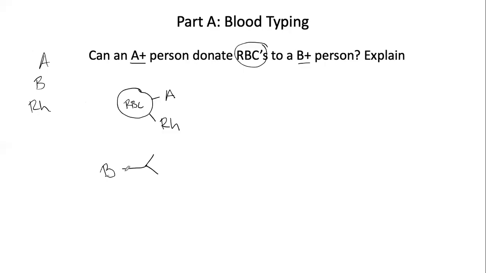So what don't I have? B. So I'm going to make B antibodies. So A positive, I have an A, I have an Rh, and I have a B antibody. This is going to attack B blood, okay?